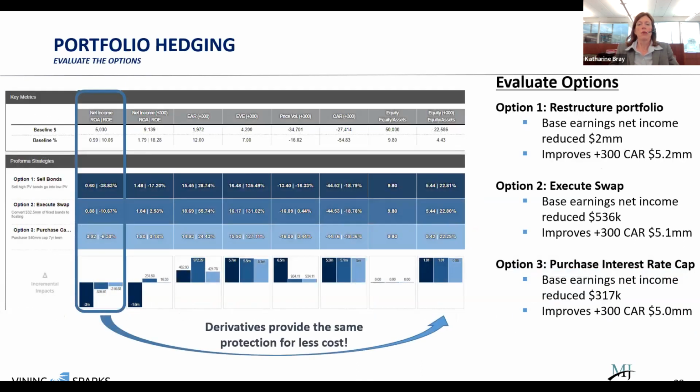So I want to evaluate different options to mitigate that risk. Well, first is restructure that portfolio. So really going out, restructuring, selling some of those longer high price fall bonds, going into shorter bonds. Unfortunately, that does have a pretty significant cost, about $2 million to my base case net income. And it does what I wanted. My capital at risk is reduced. So my goal was to get my up 300 book equity to assets, I was trying to get to 5.5%, or somewhere close to that. I reached that goal, I'm at 5.44, but obviously a very significant cost.